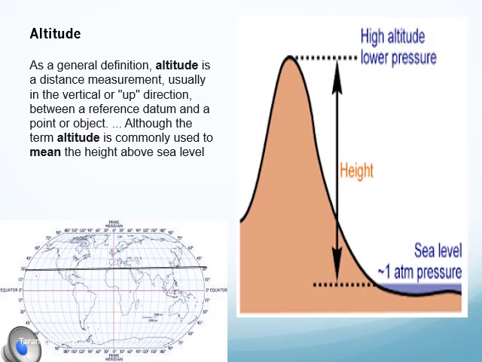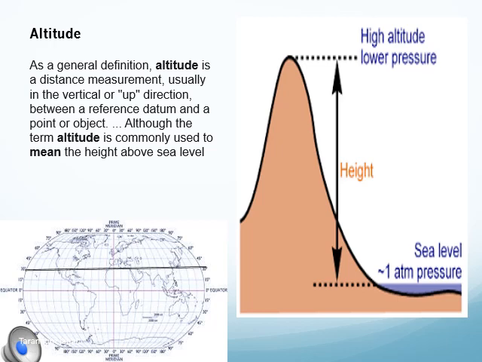Now the next is altitude. What is altitude? The vertical height of anything. Suppose, for example, the Himalayas: the vertical height of the Himalayas is called an altitude. It is a distance measurement towards the up direction. So, how can we say that the altitude controls the climate?